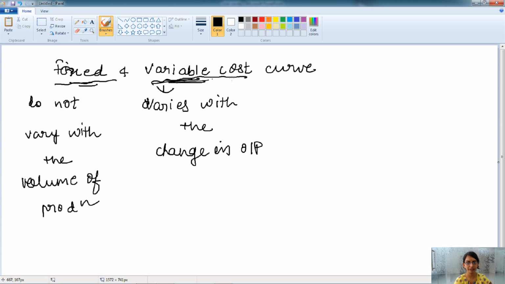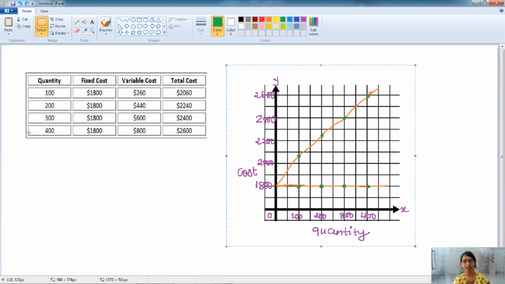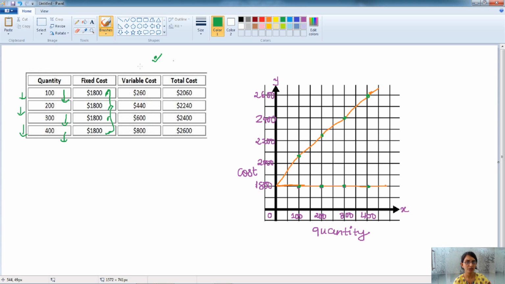And the curve which shows the fixed and the variable cost is known as the fixed cost curve and the variable cost curve. Let's understand this with the help of an example. Here we have the quantity which is increasing from 100 to 200, 200 to 300 until 400. But our fixed cost is here, it is $1,800 and it is the same, and it does not vary with the change in the volume of production. At 100 it is 1800, at 400 also it is 1800. So fixed cost is the cost which does not vary with the change in the volume of the output. Whereas variable cost, when we are increasing the quantity of output, is also increasing. So this is known as the variable cost.